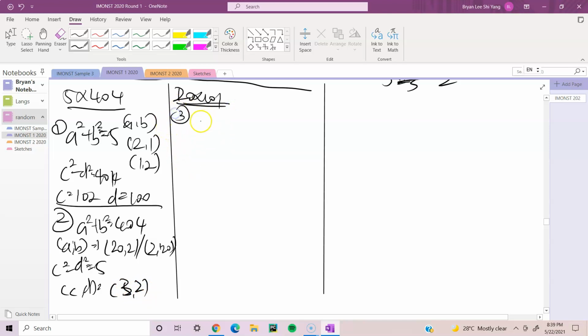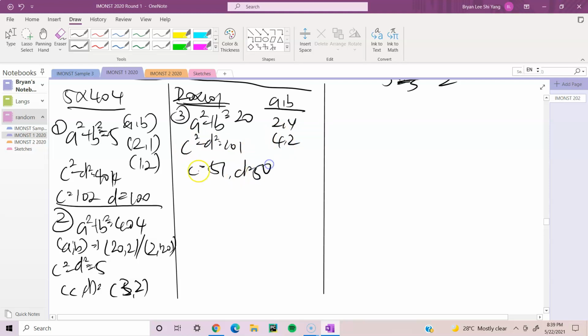So for the third case over here, A squared plus B squared equals 20. We would have A, B as 2, 4 or 4, 2. Then C squared minus D squared equals 101. C equals 51, D equals 50. Now, you might be asking, how did I get this? And again, I emphasize here, please try this yourself first before looking at my solution.